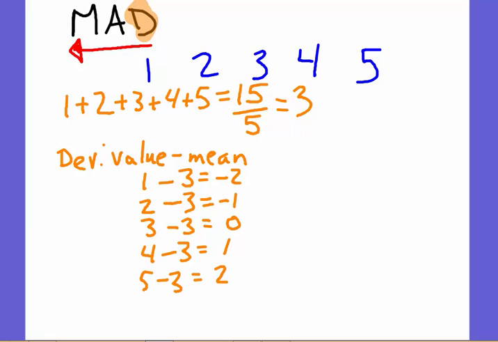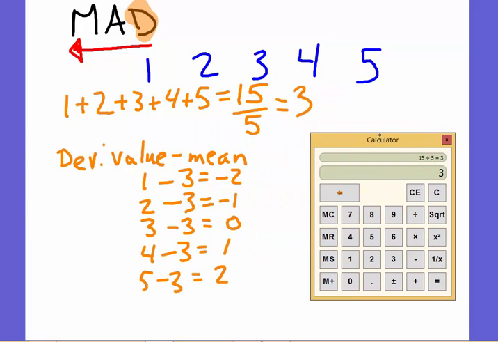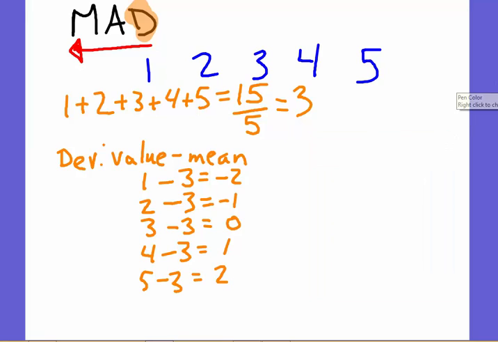If I add up all of my deviations, what is it that I get? So I'm going to pull my calculator out again. Negative 2 minus 1 plus 0 plus 1 plus 2 equals 0. Remember, the sum of my deviations will always equal 0. Okay, I'm done with this step. I found the deviations. So now what do I go to next?